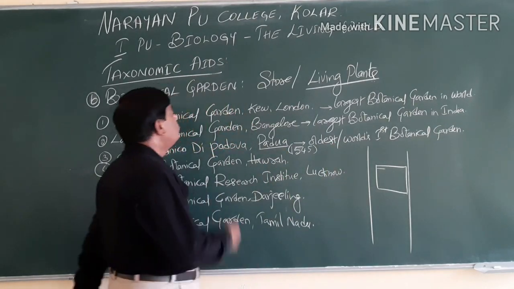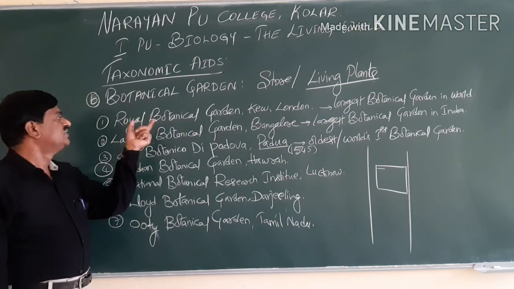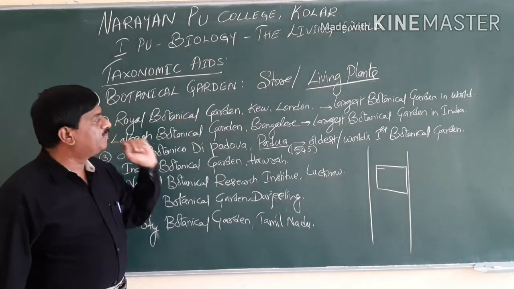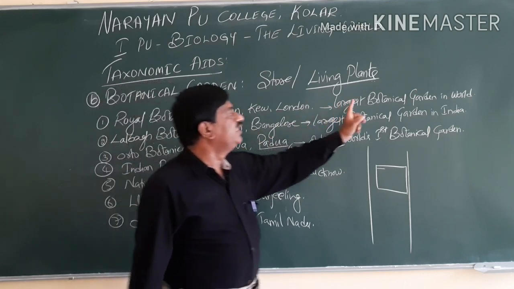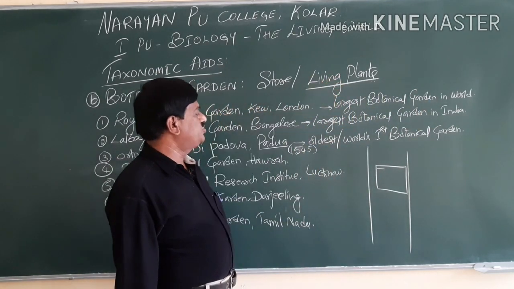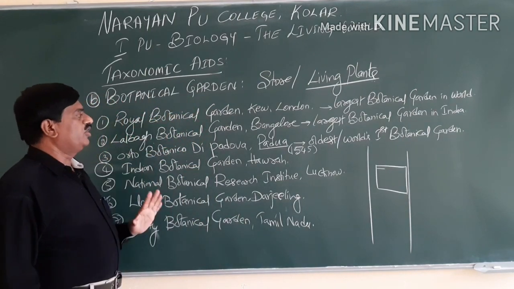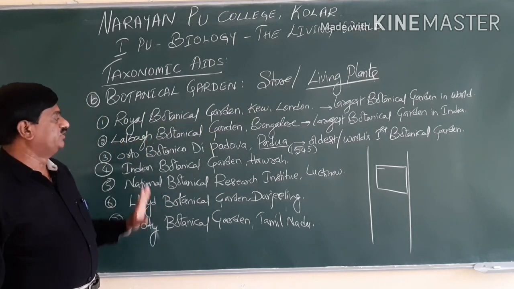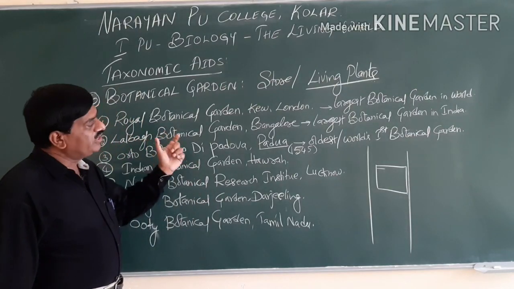Now we'll go for various types of botanical gardens present in different areas. The first one is Royal Botanical Garden, Kew, London. This is called the largest botanical garden in the world. Now we'll go for the second one, Lal Bagh Botanical Garden. We know that in Bangalore there is the Lal Bagh Botanical Garden.